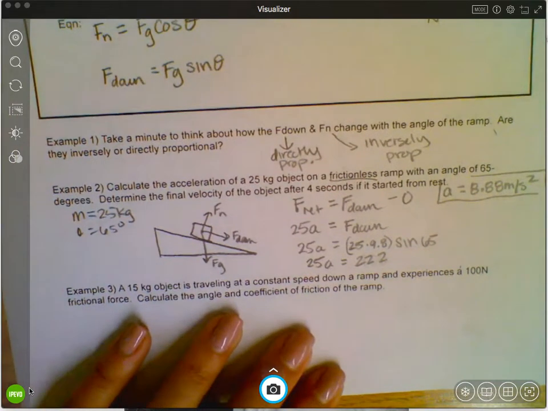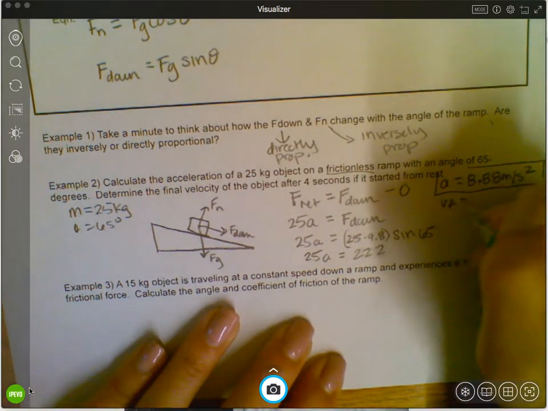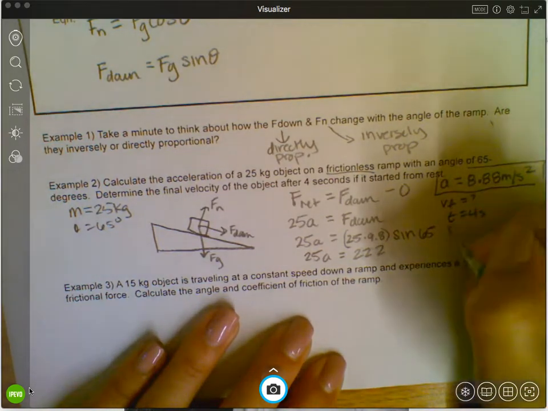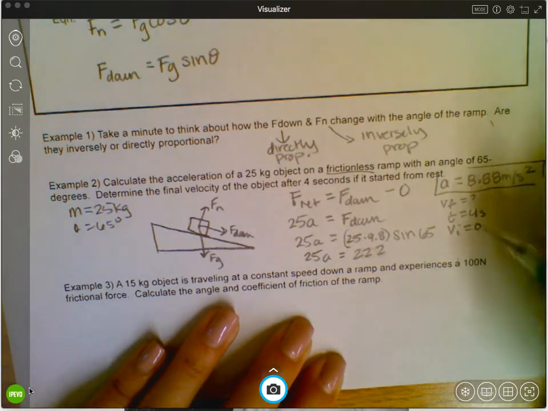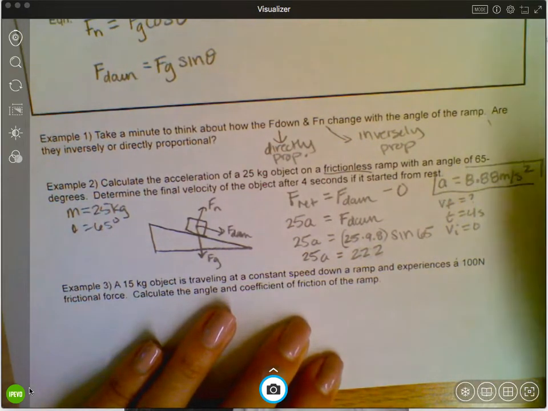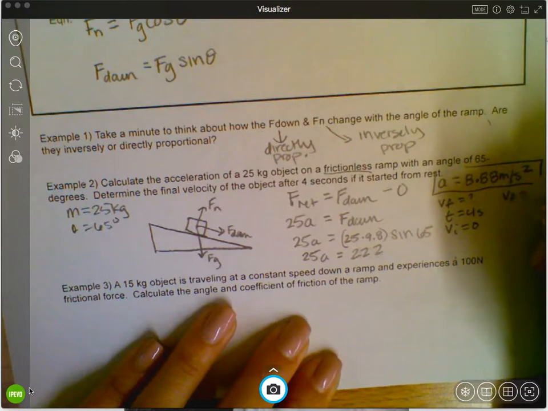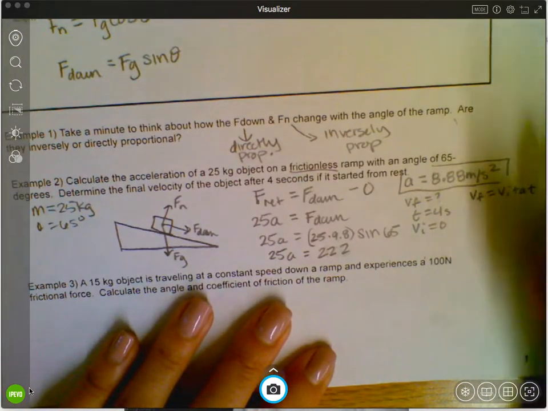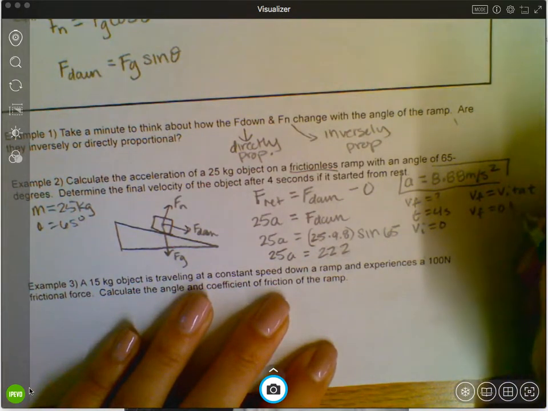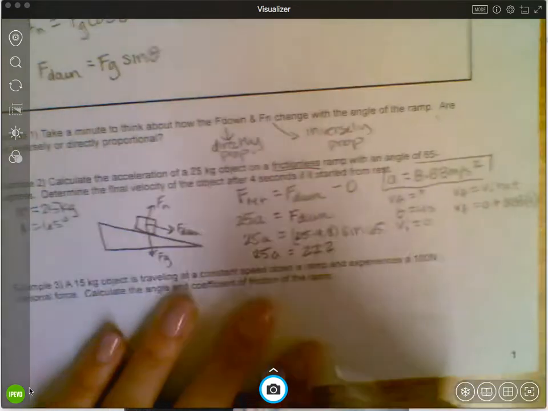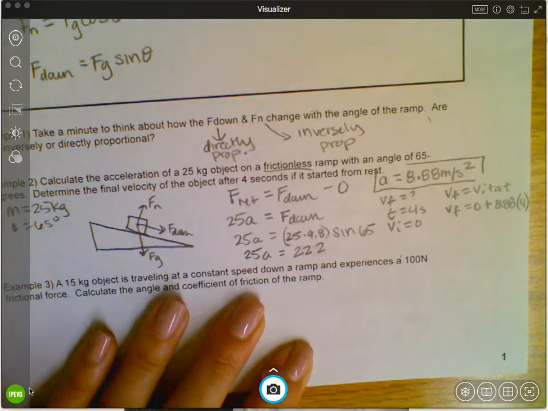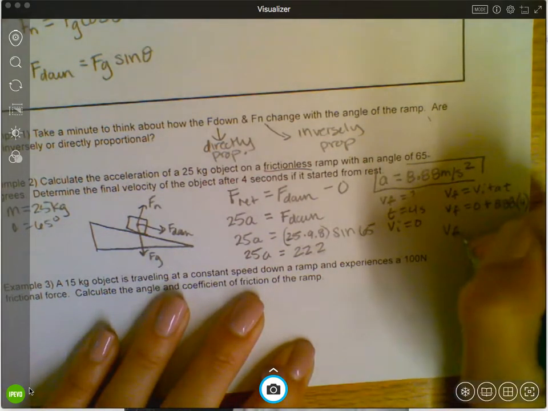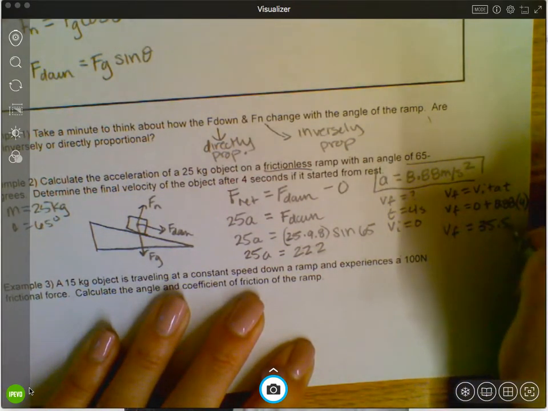Now the second part says determine the final velocity of the object after 4 seconds if it started from rest. So now you have a list of variables. We go back all the way to our kinematics, and we can just use this equation. Plug in. So it's basically just 8.88 times 4. So Vf equals 35.5 meters per second.